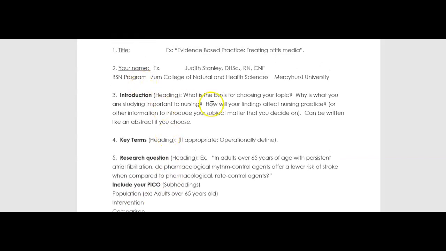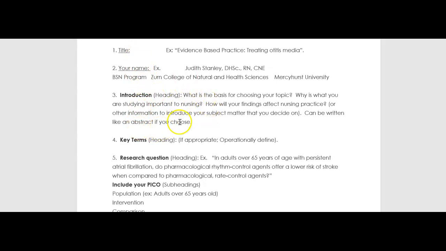So your introduction. Why did you choose this topic? Why is this important to nursing? And how could your findings impact your nursing practice or nursing practice overall? You can give other information too that really just introduces your subject matter. It can be written like an abstract. If you're a good writer and you put in abstracts for an APA paper, you can do that.